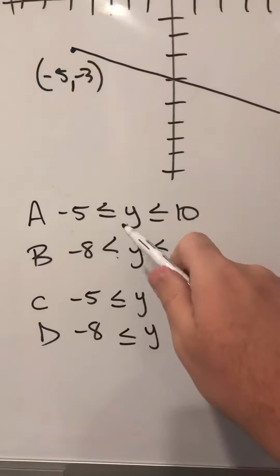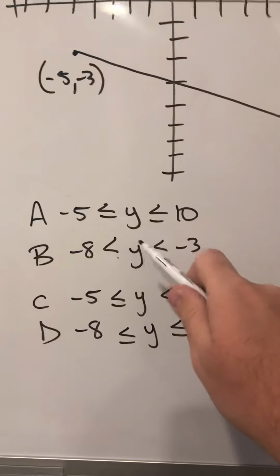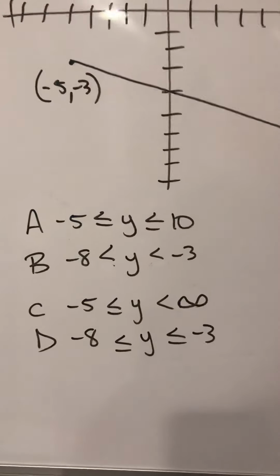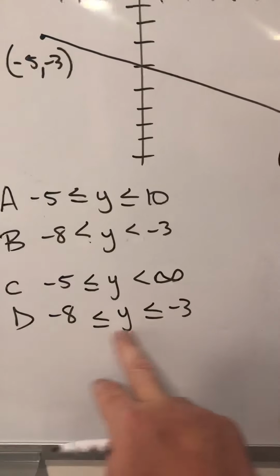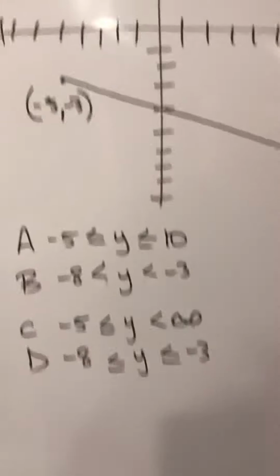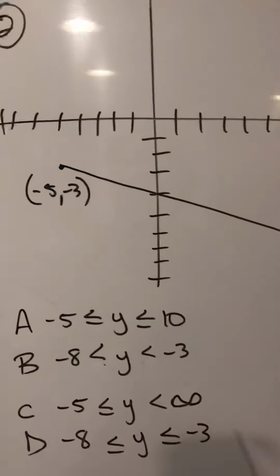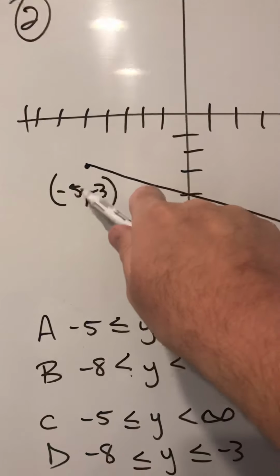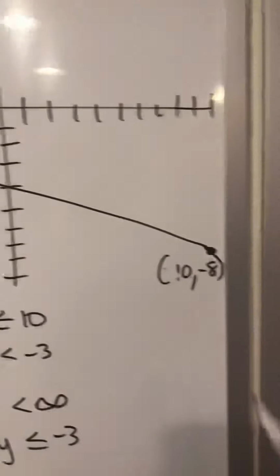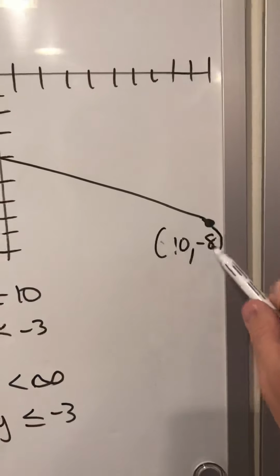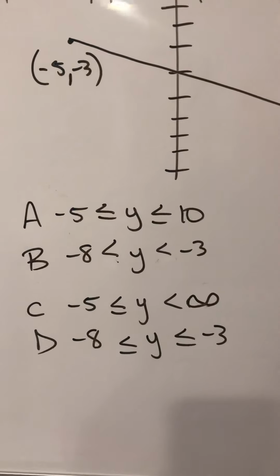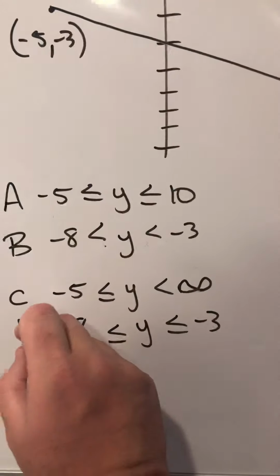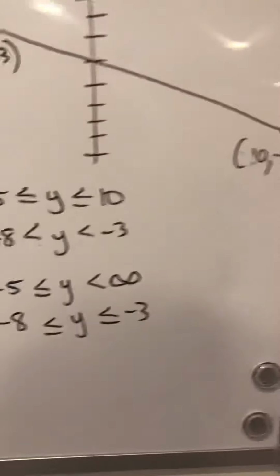Now this is saying between -3 and -8, but -3 and -8 don't count. D here says, yes, we're going to include -3 and -8. Well, if I look back at my graph, I have a solid circle at the coordinate -5, -3. I have a solid circle at the coordinate 10, -8. So since that's the case, we're including -3 and -8 in our answer. So D is our answer.